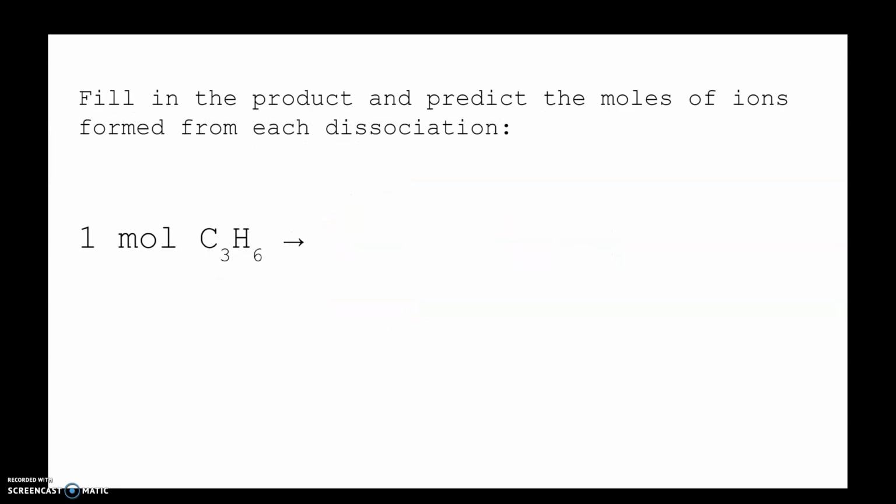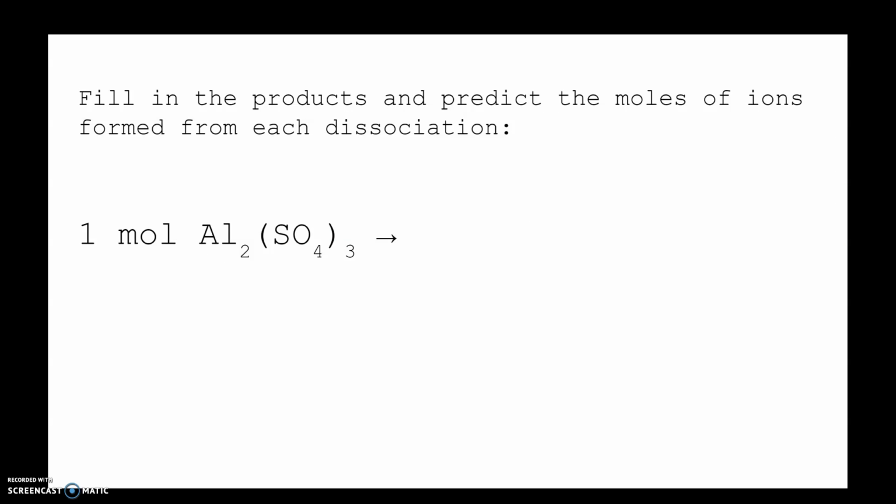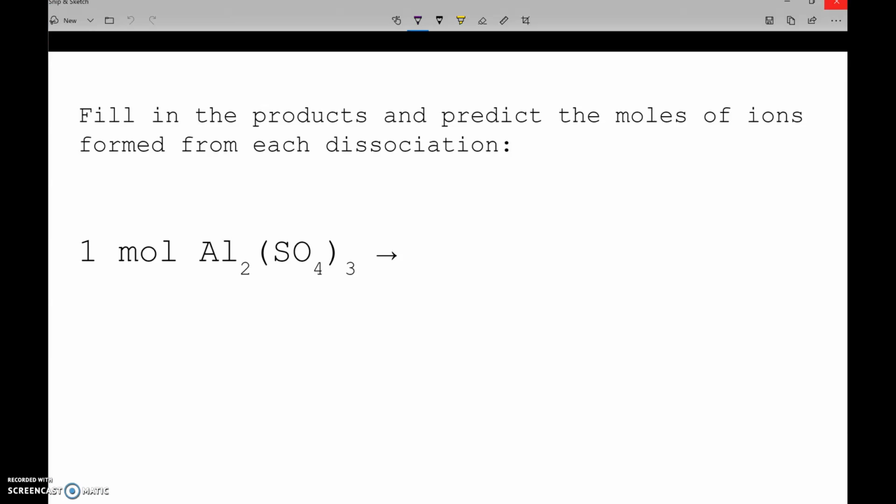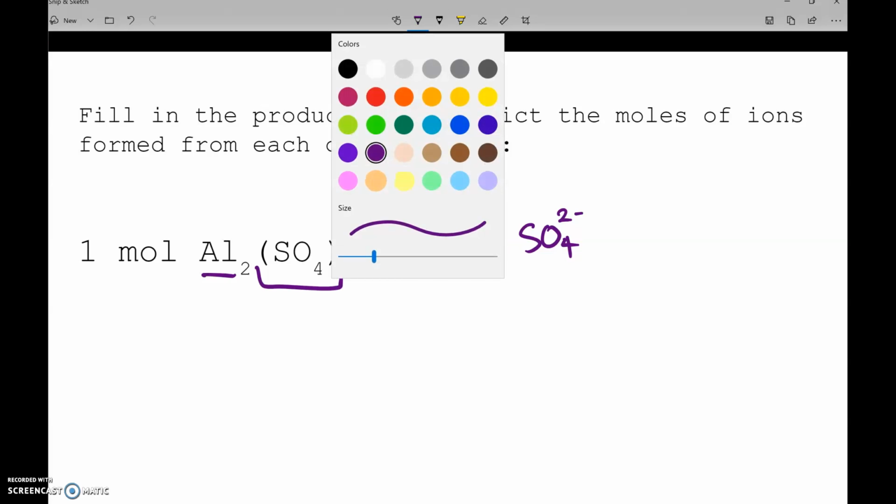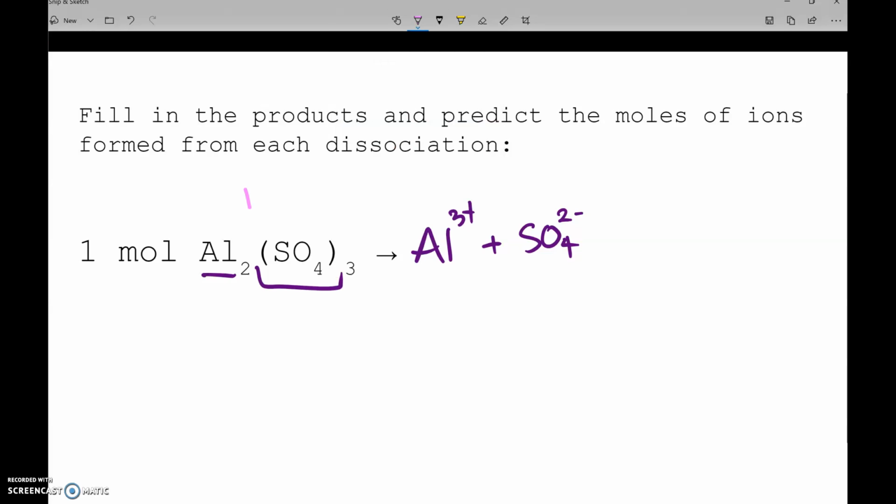Okay, the next one is aluminum sulfate. If you look at this one, aluminum's a metal. It's in group 13, so it's going to have a 3 positive charge. Whenever you see multiple elements or multiple atoms, look on your polyatomic ion sheet. In this case, this is sulfate, SO4 with a 2 negative charge. Now that that's broken apart, and we know it can break apart because this is an ionic compound. This is a metal plus a non-metal.